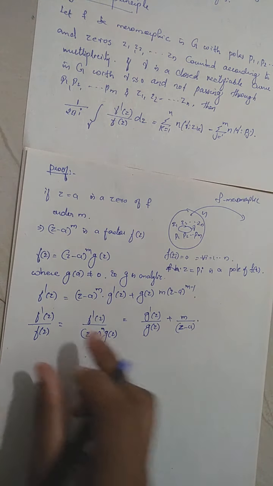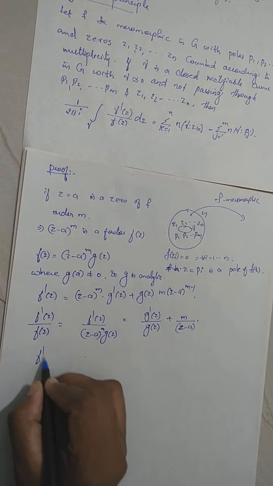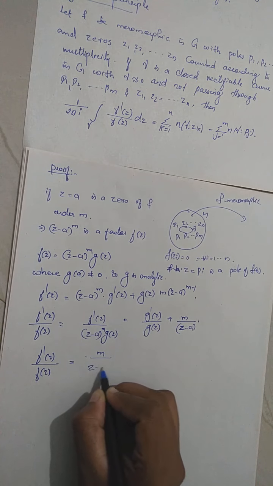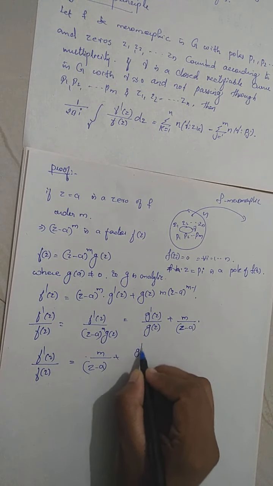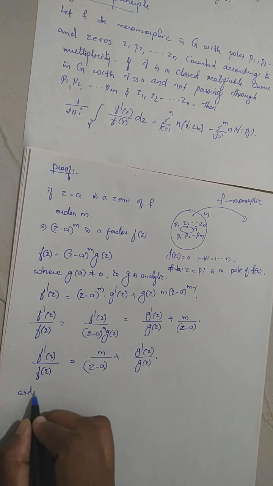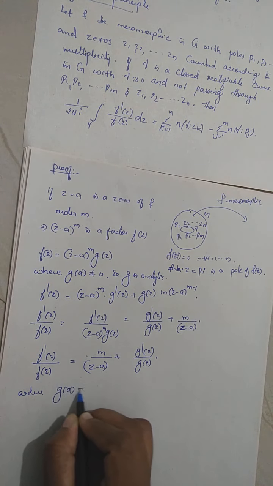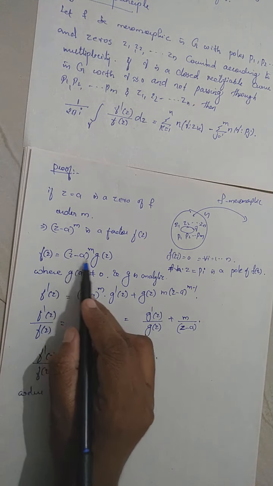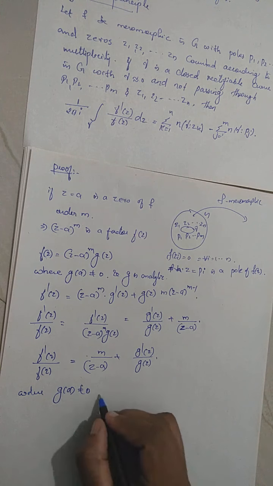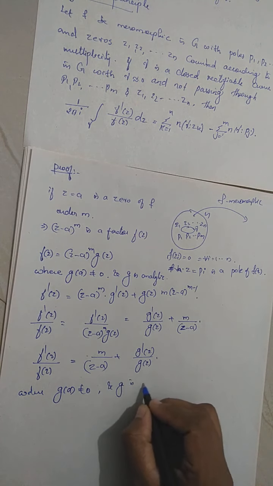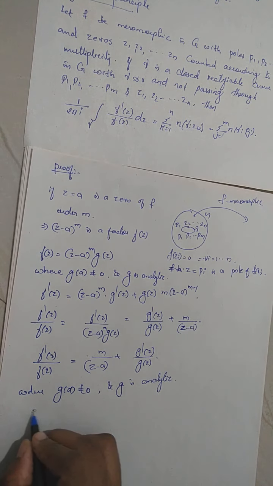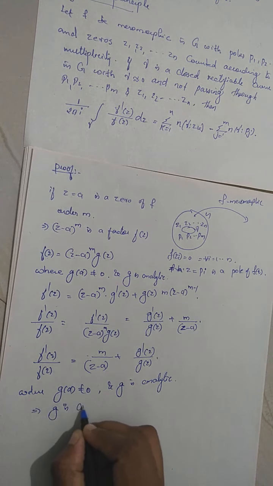So this will be the format of f dash z by f z, that is f dash z divided by f z can be written as m divided by z minus a plus g dash z divided by g z. Okay, and we have g of a is non-zero, because a is a 0 of f z. Since g of a is non-zero and g is analytic, we know that every analytic function is continuous.